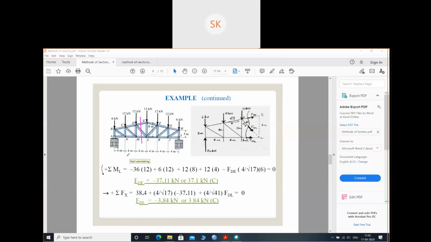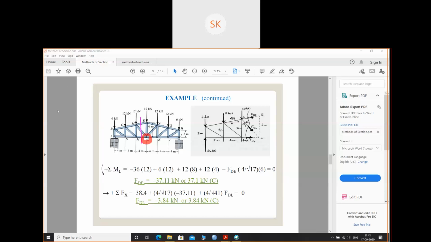Next, we can take summation of all moments about L. That means this point. I can take summation of force in x direction and y direction, I can find it that way also. But for point L, I'm not able to find summation of x and y. For FDL, we'll understand what equations you have to use as you solve more and more numericals. So next we have summation of all the moments about L equals 0.